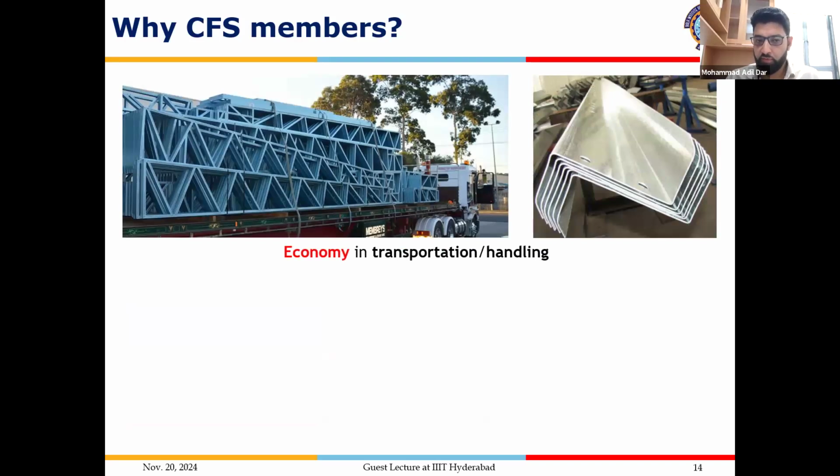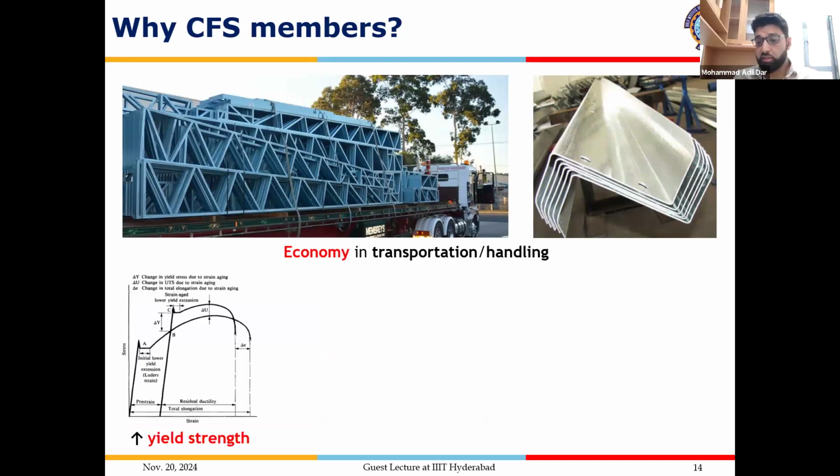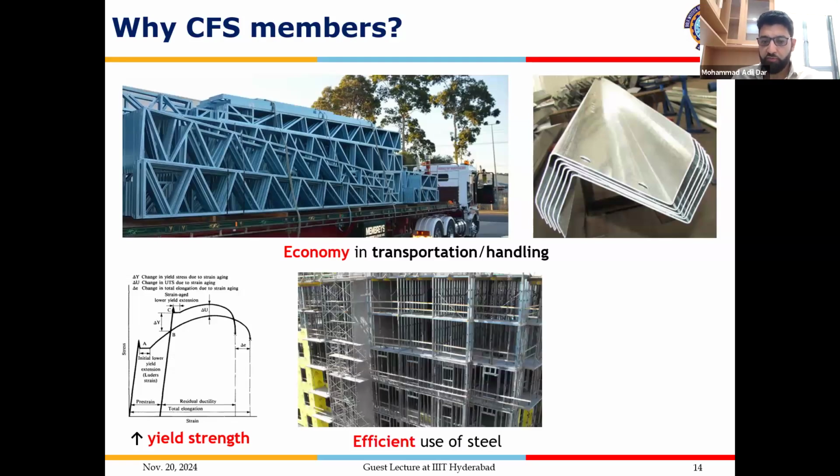Now, given the demography of a country as large as India, you have construction sites off route where conventional material transportation becomes a challenge. Cold formed steel being light and compact gives an advantage over other constructional materials. Higher yield strength due to cold work is again an advantage, but mind you, this higher yield strength comes at the cost of ductility, so we have to be very mindful when we take the higher yield strength into consideration. Overall, in the steel project, we make efficient use of steel.